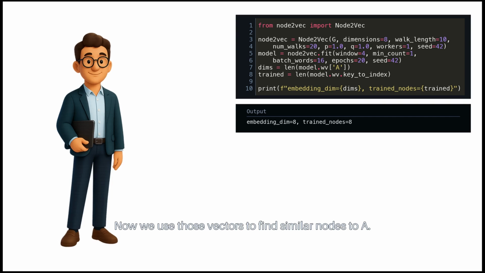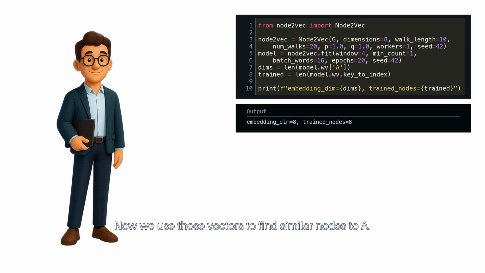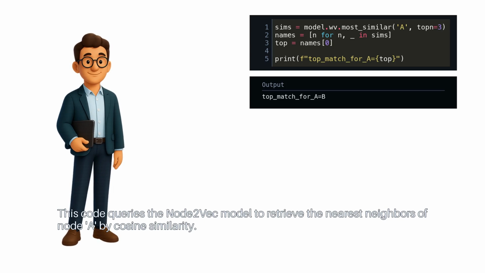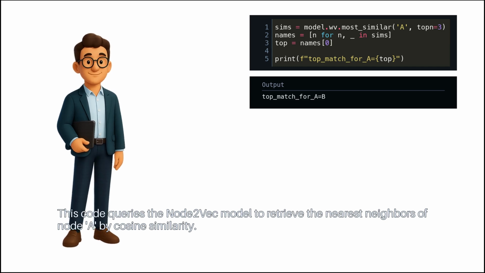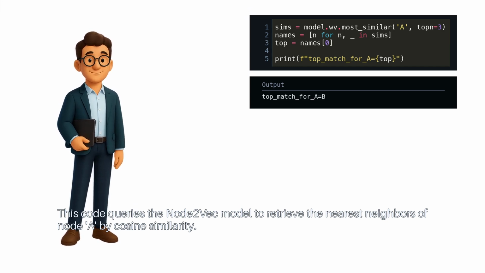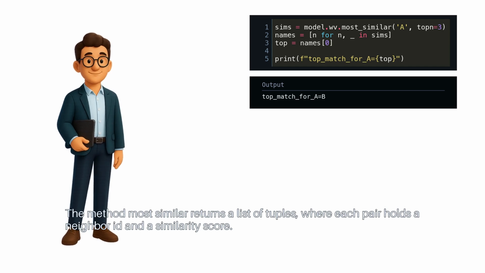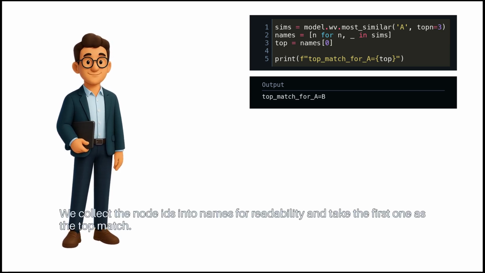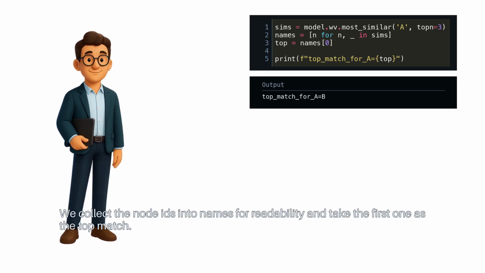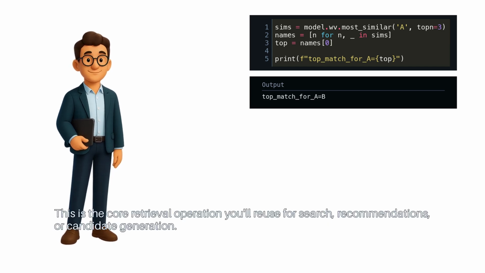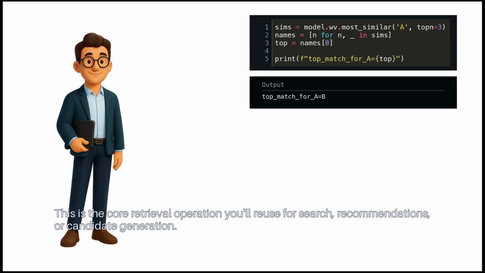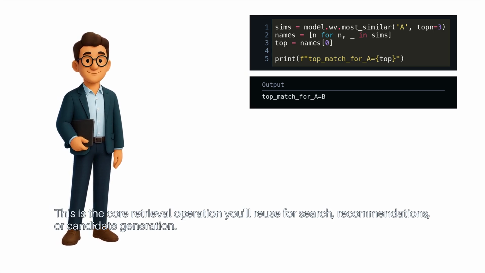Now we use those vectors to find similar nodes to A. This code queries the Node2Vec model to retrieve the nearest neighbors of node A by cosine similarity. The method most_similar returns a list of tuples where each pair holds a neighbor ID and a similarity score. We collect the node IDs into names for readability and take the first one as the top match. This is the core retrieval operation you'll reuse for search, recommendations, or candidate generation.